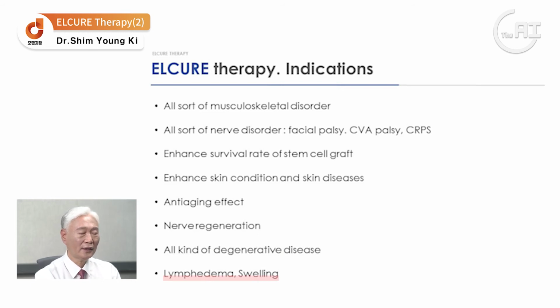So there are many indications, but in my experience, the most powerful, effective treatment indications were sciatica, shoulder pain, neck pain, and muscle pain, which is the best treatment. Another one needs long-time repetitive therapy.